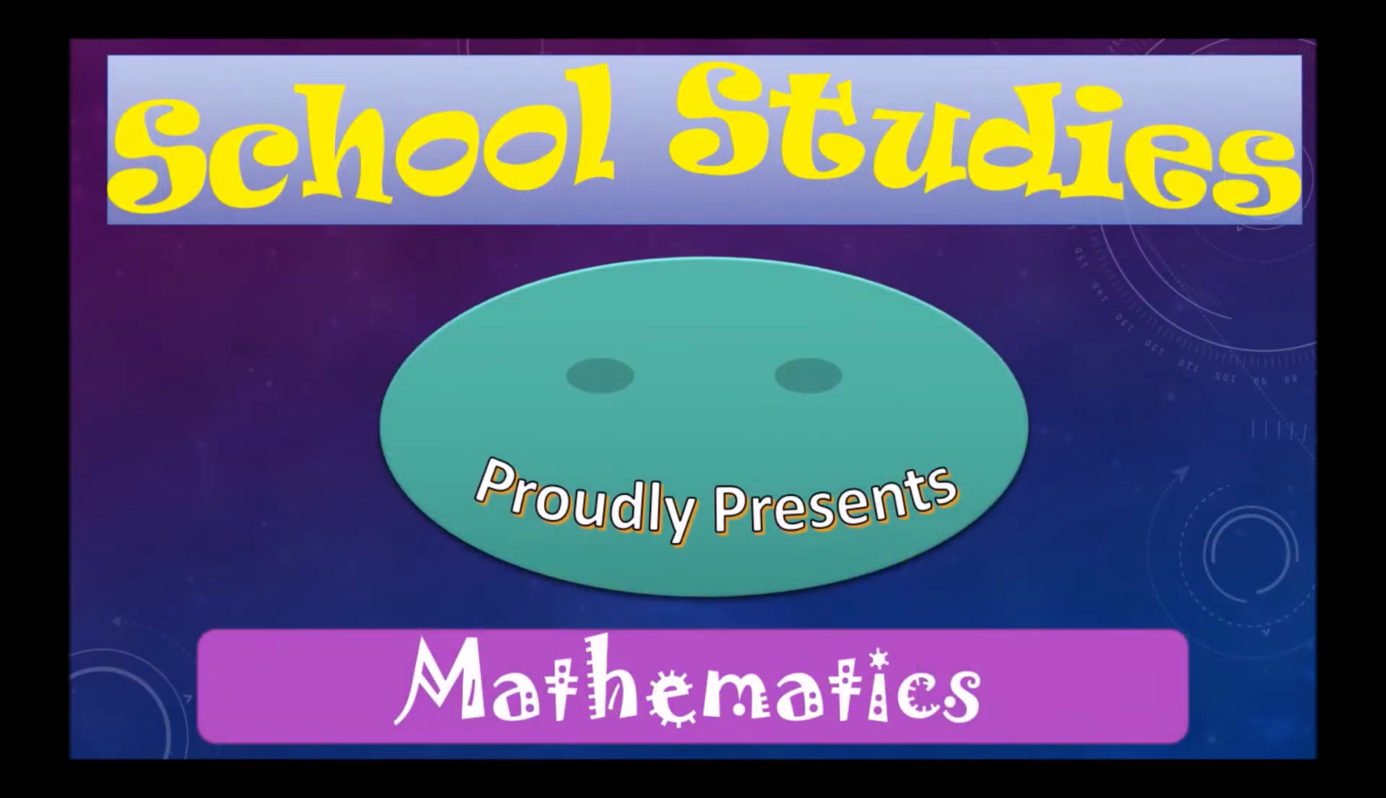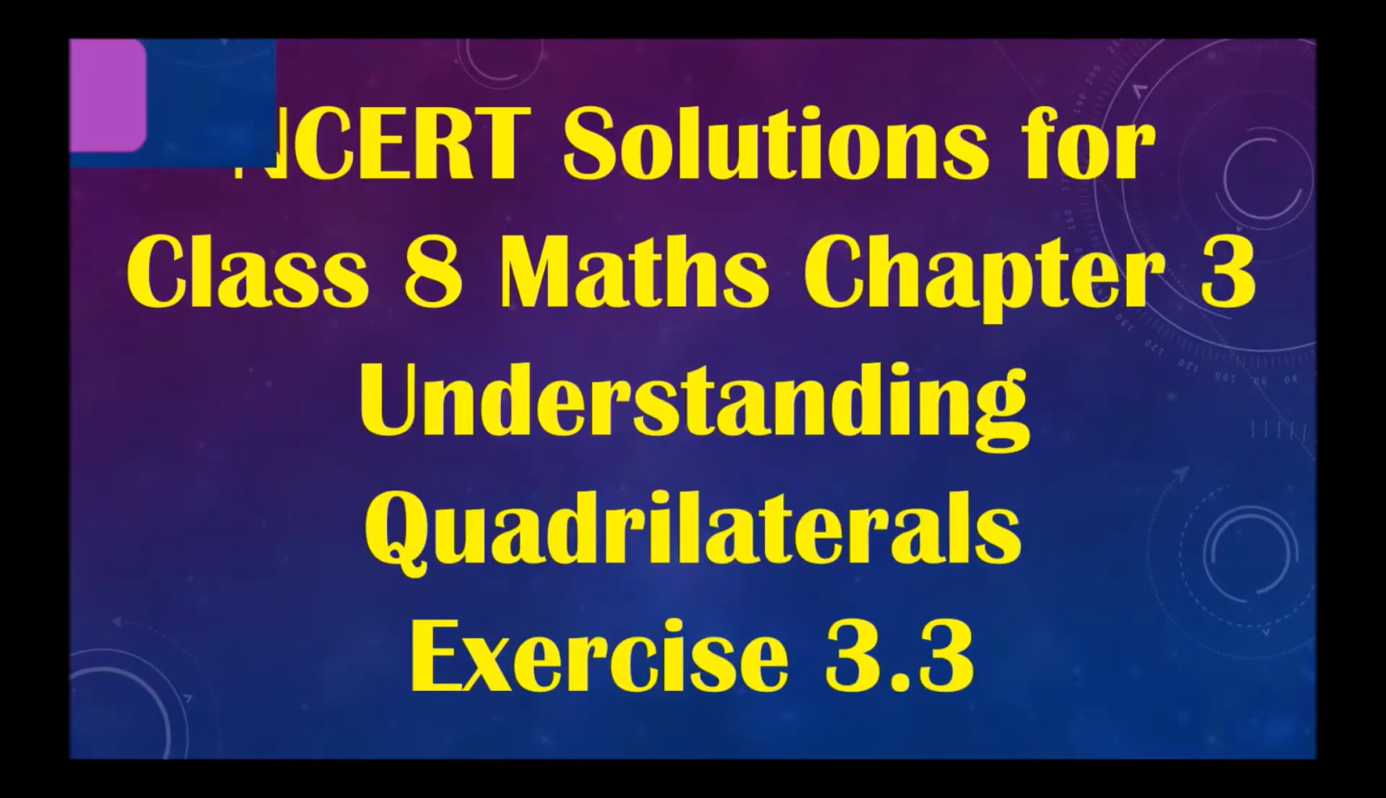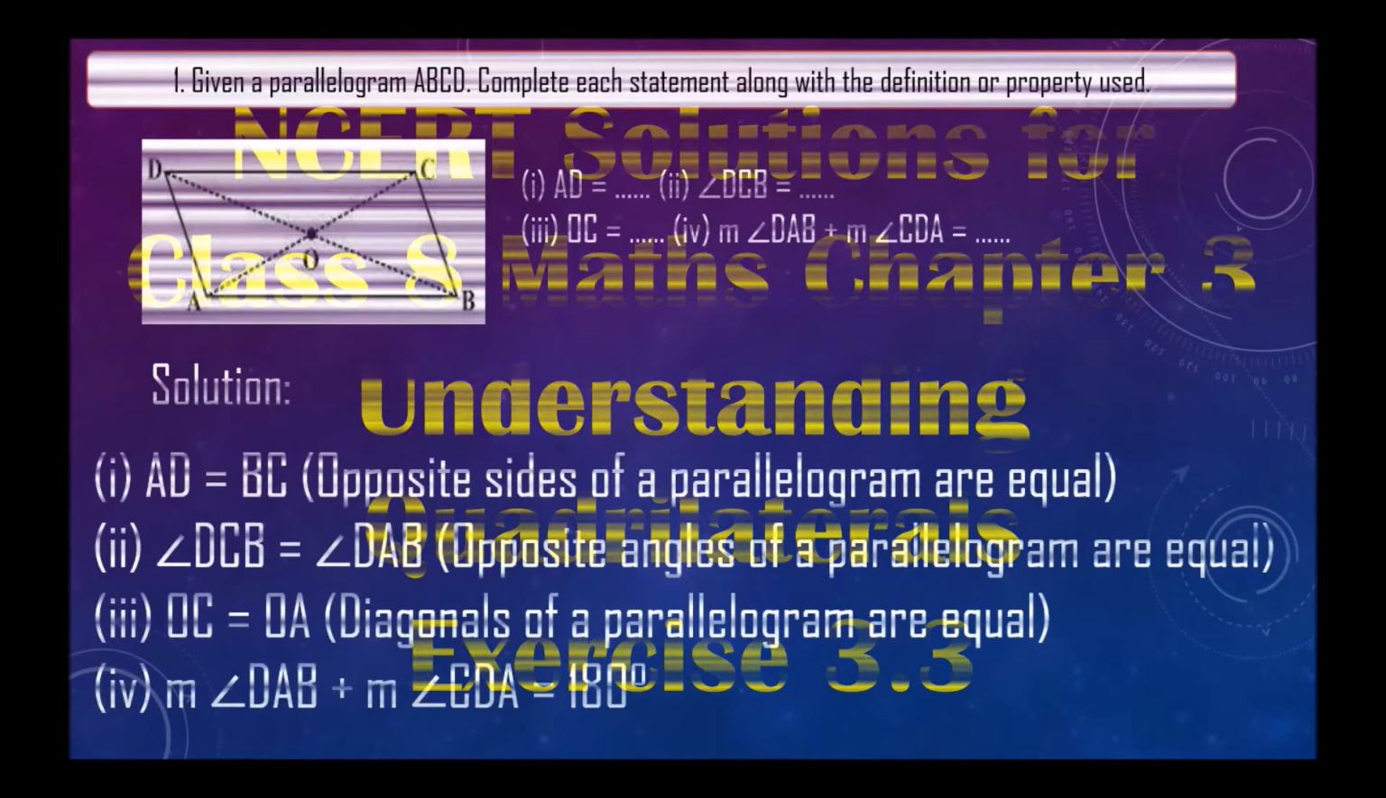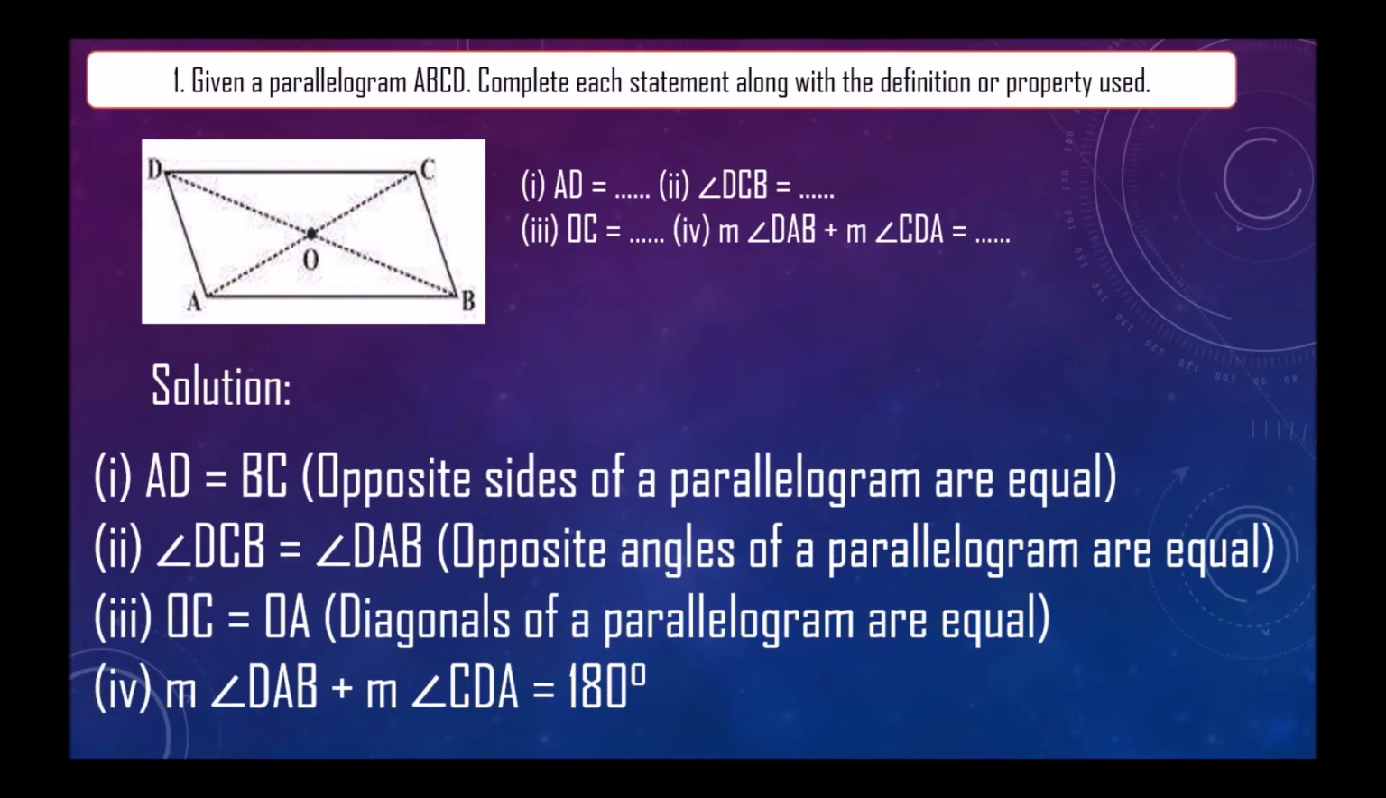Today we will see a video related to mathematics. Today's topic is NCERT solution for class 8 maths chapter 3, understanding quadrilaterals, exercise 3.3. So let's solve the textbook exercise. The first question is: given a parallelogram ABCD, complete each statement along with the definition or property used.